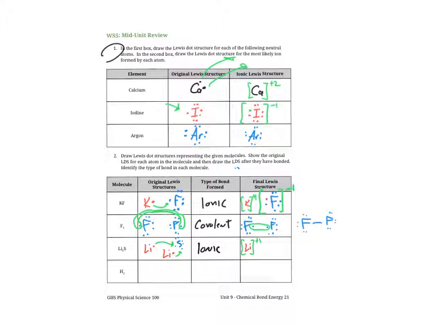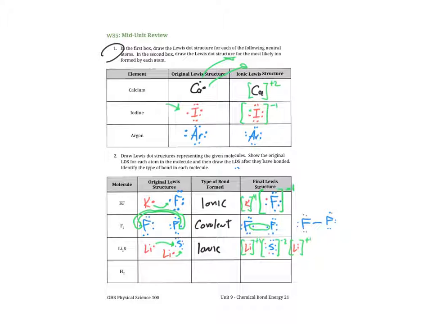And I'm going to have a sulfur, so that has gained 2 electrons. So that is going to be -2. Then I have another lithium, which has lost an electron, so that's going to be +1.